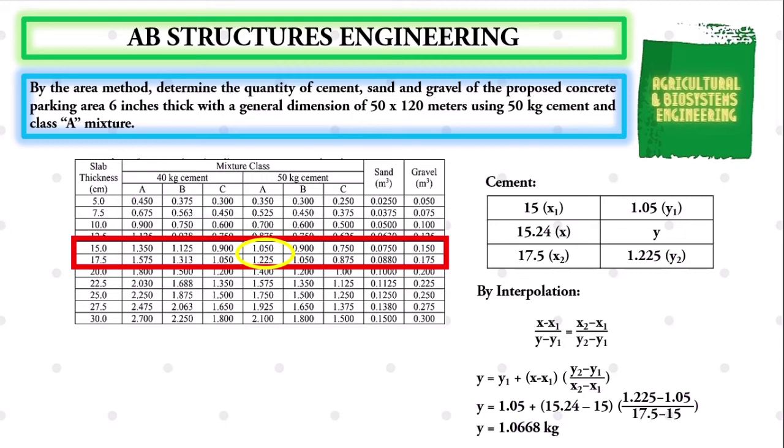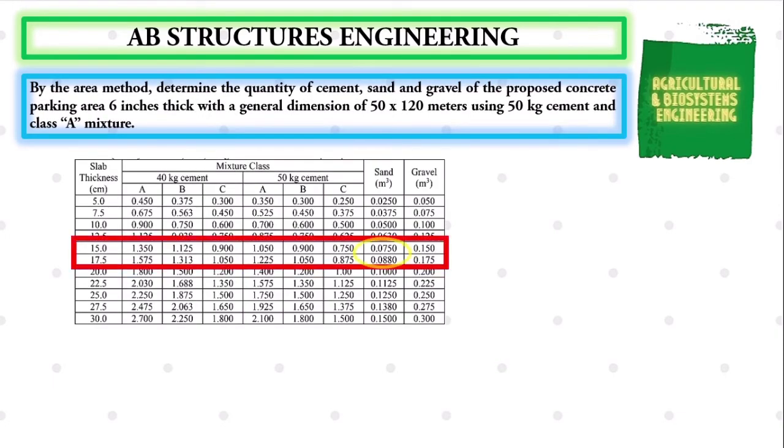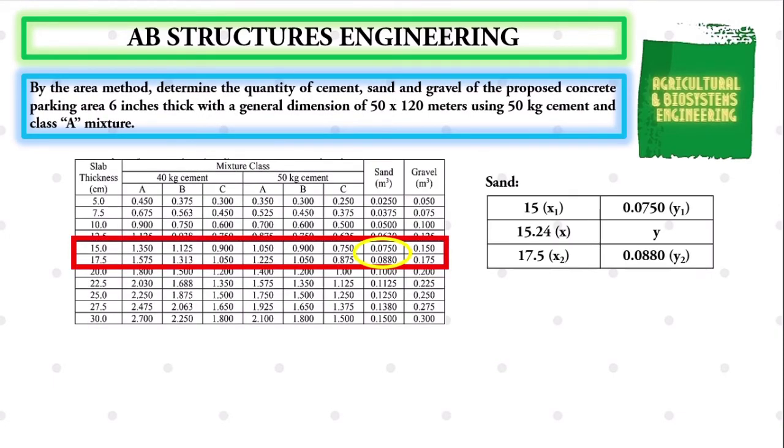Next, let us solve for the value of our sand. Again, we apply the concept of interpolation to solve for its value. We have the 15 centimeters to be the x1, the 15.24 to be the x value, and the 17.5 centimeters to be the x2. Now, the right row serves as our sand value. We have the 0.0750 cubic meters as our y1, the y value, which is the sand value that we are going to solve using the interpolation method. And, we have the 0.0880 cubic meters to be the y2.